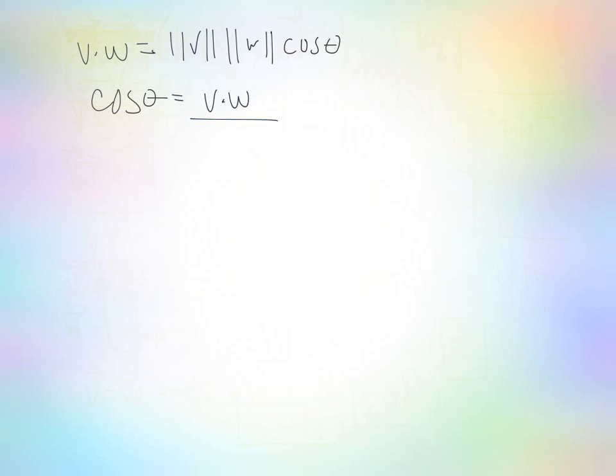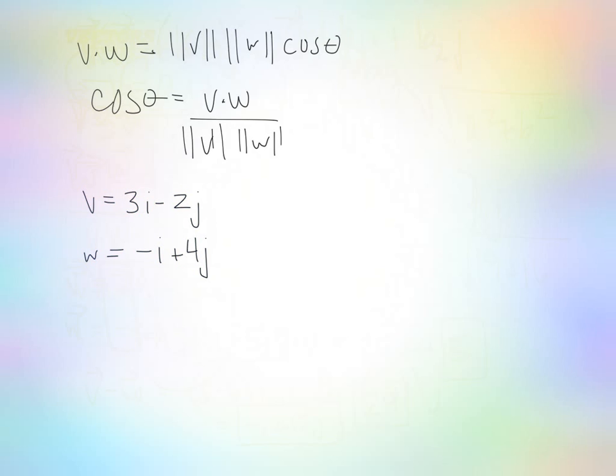Now, an alternate way of finding the dot product is to multiply the magnitude of both vectors, magnitude of v and magnitude of w, times the cosine of the angle between them. But it's actually more helpful because we're usually trying to find the angle. So then you can just do some dividing, and you can get the cosine of theta equals the dot product over the magnitudes.